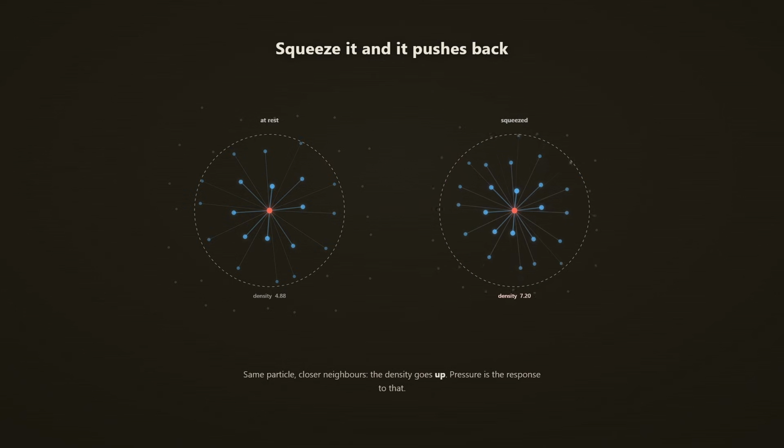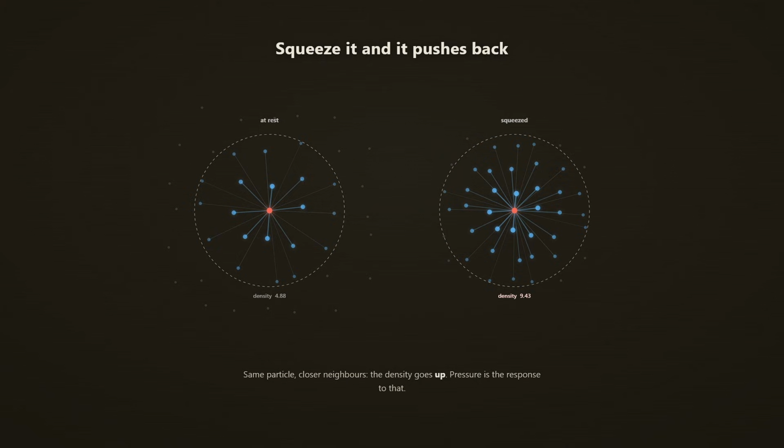Okay, so here are two particle sets. On the left, the neighbors sit at normal spacing, and on the right, the same neighbors are closer to the center. The middle particle hasn't moved, and the radius is the same. But the density is higher. You can see that right there. The number underneath is about twice as large.